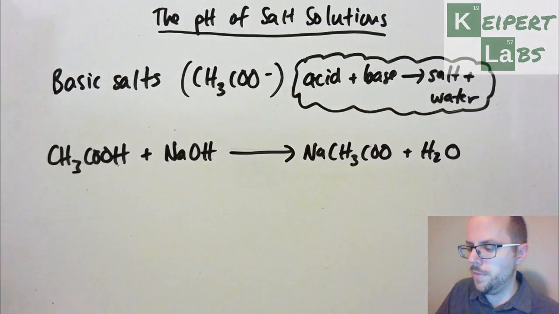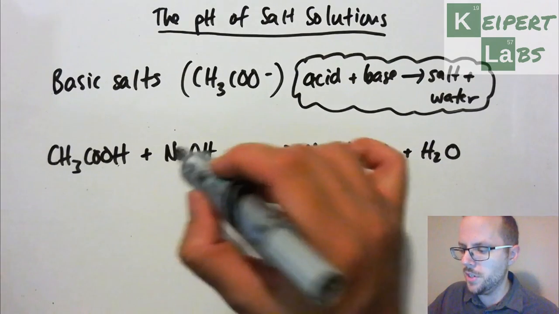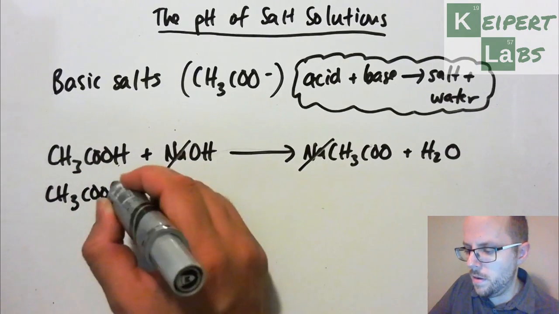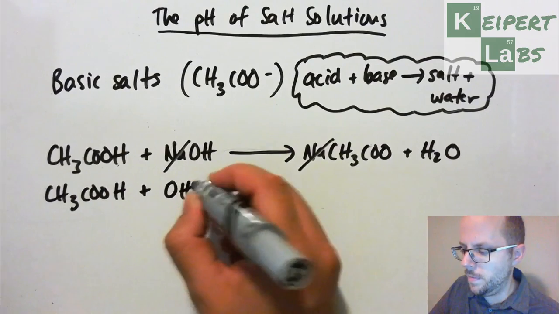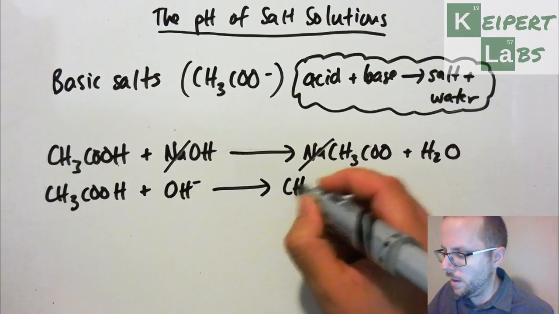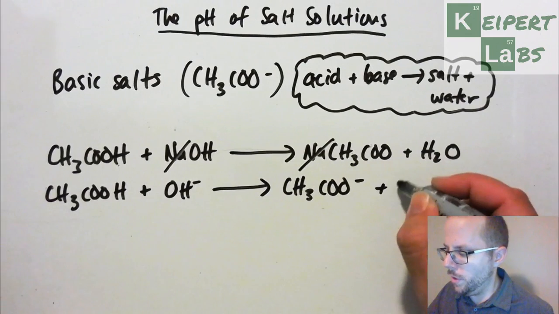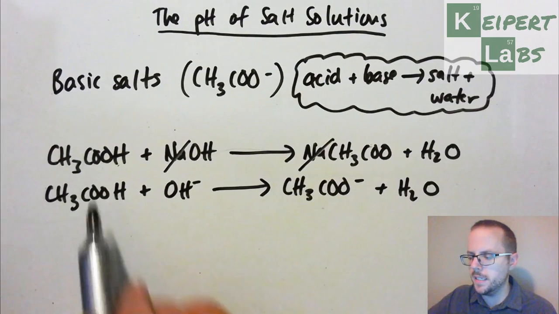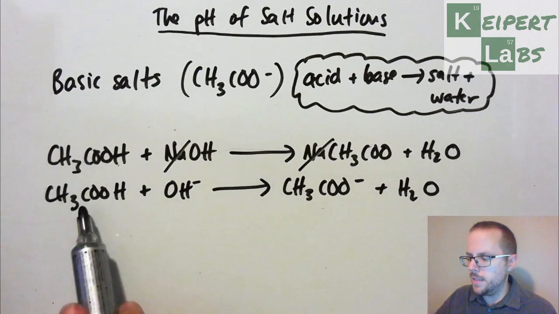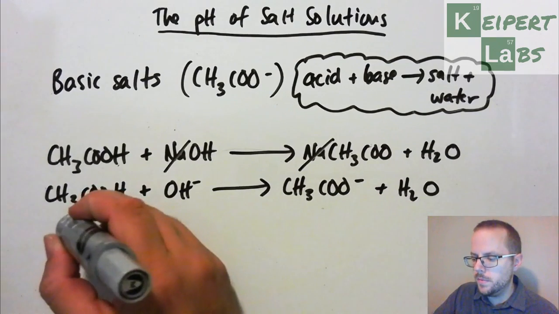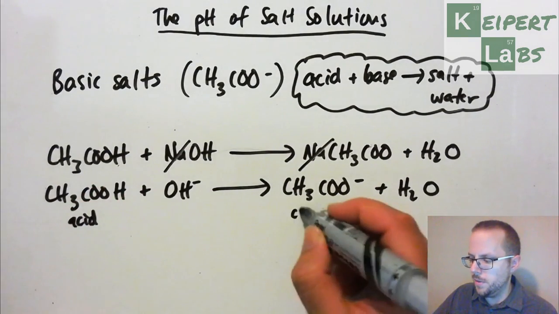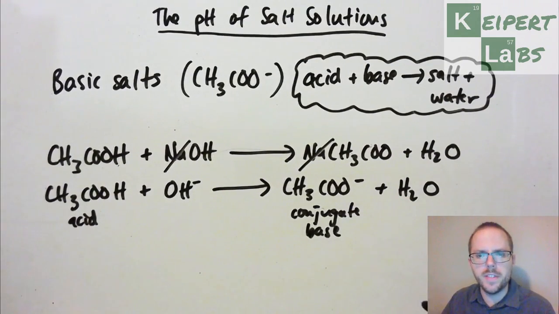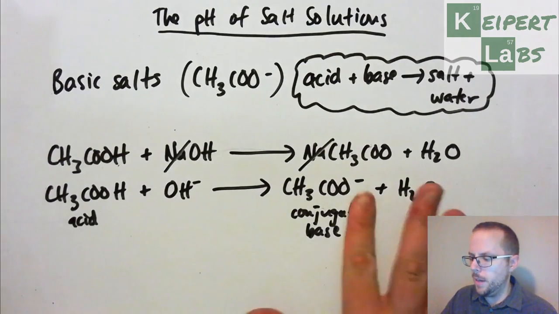Okay, so if I was to take out the spectator ion in this case, which is our sodium ion, I might write it like this. So acetic acid plus hydroxide goes to form the acetate ion plus water. So this is typically how we would form a salt like this. Where this is acting as an acid, and so that makes this its conjugate base, if we were thinking about it in terms of Lowry-Bronsted theory.